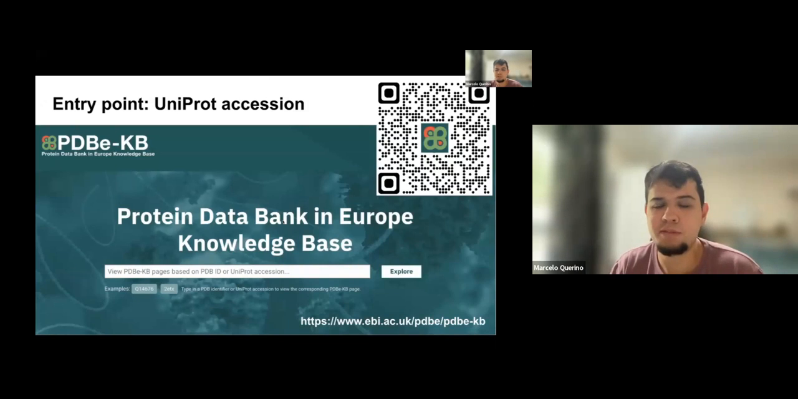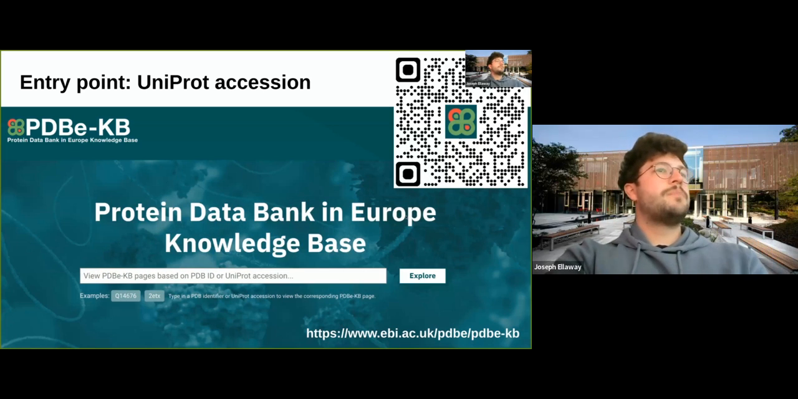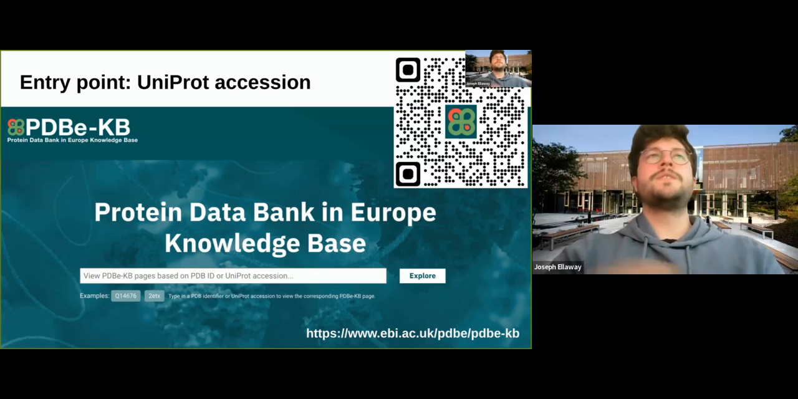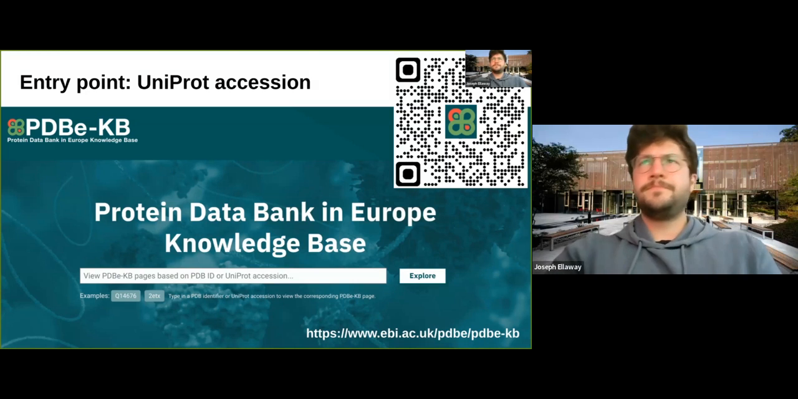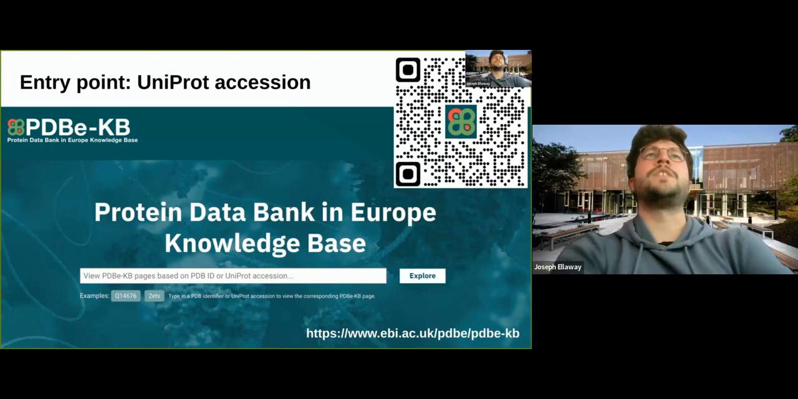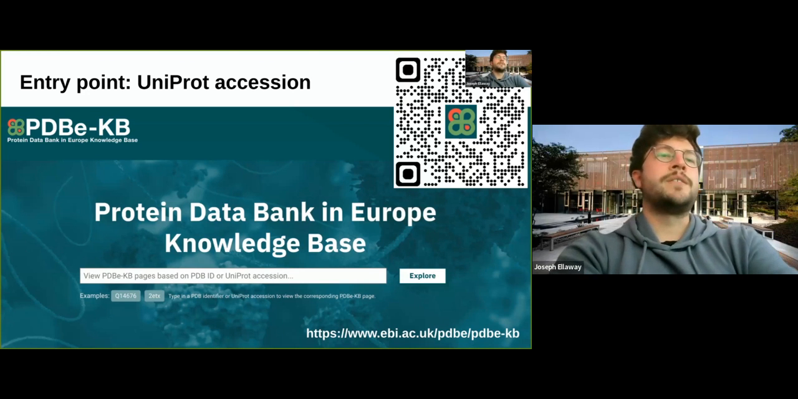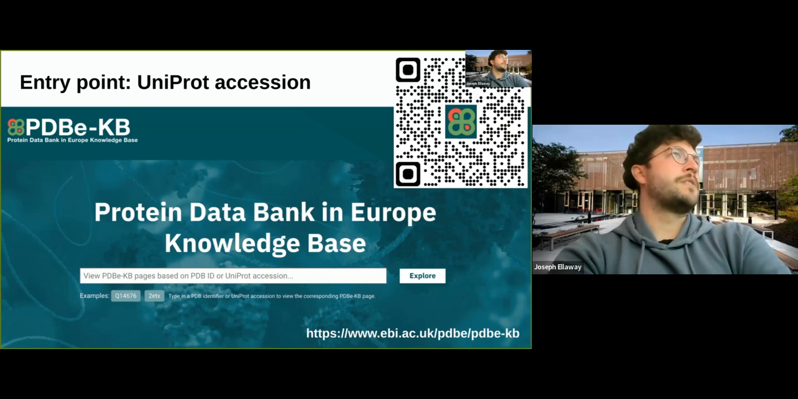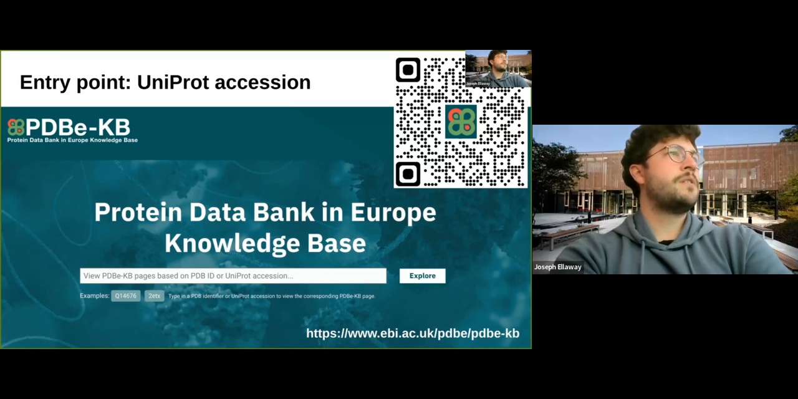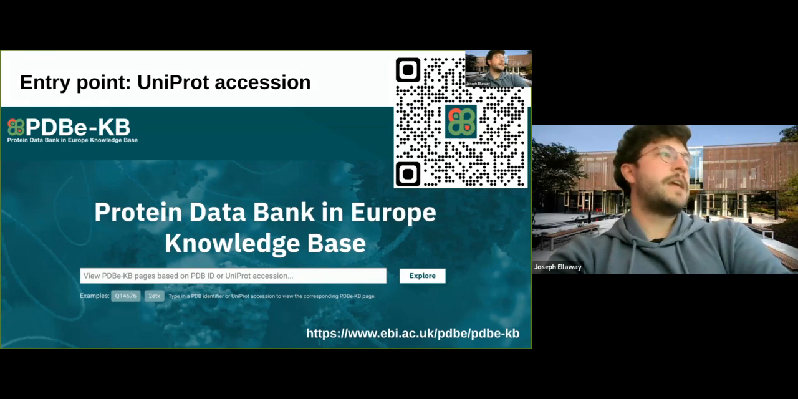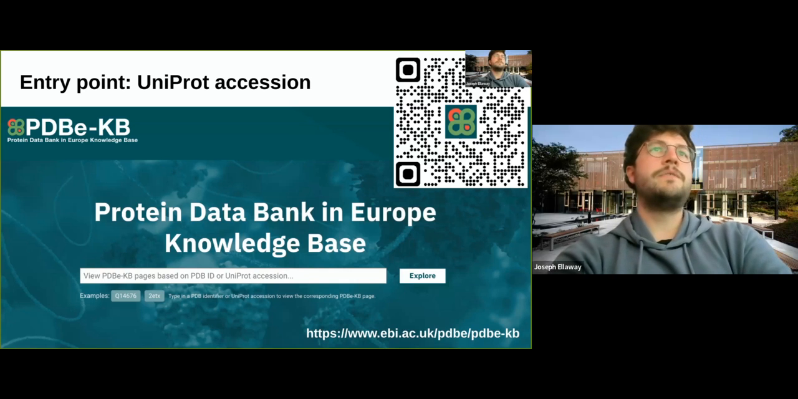So now to Joseph. Okay, so I'll be walking through some use cases for the PDBe KB. If you'd like to follow along and try this for yourself, there's a QR code in the top right-hand corner here. You can scan it with your phone, and there's also a link in the bottom right-hand corner. The slides should be made available after the webinar as well, but feel free to follow along as we go.